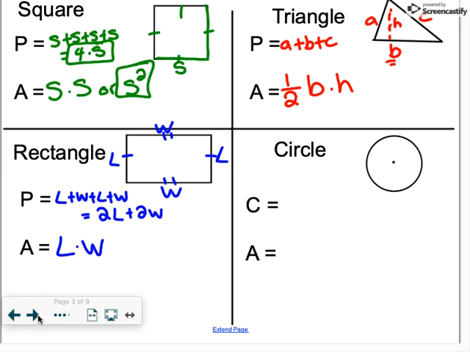So now getting to a circle, notice we do not have the letter P. We don't ever find the perimeter of a circle. What we call that is the circumference. And we have a formula for this. The circumference of a circle is 2 pi r, or pi times the diameter. We have to know what those two things are.